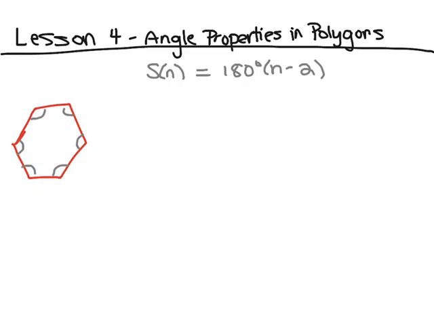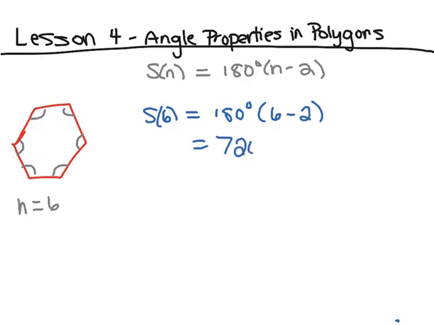So n, which is our number of sides, is equal to 6. So we plug it into the equation. So the sum for 6 sides is 180 degrees times 6 minus 2. And if you type that all into your calculator, 6 minus 2 is 4, times 180 is 720 degrees. So all of these angles, when you add them together, is 720 degrees.